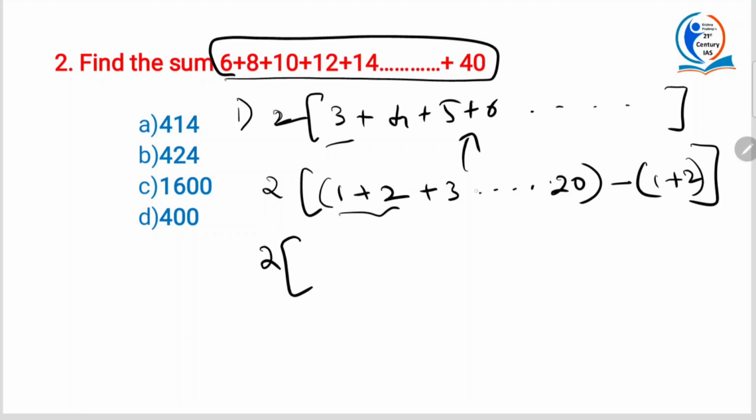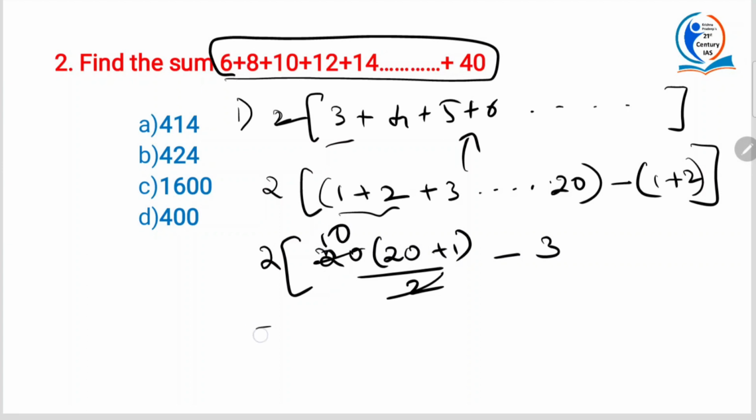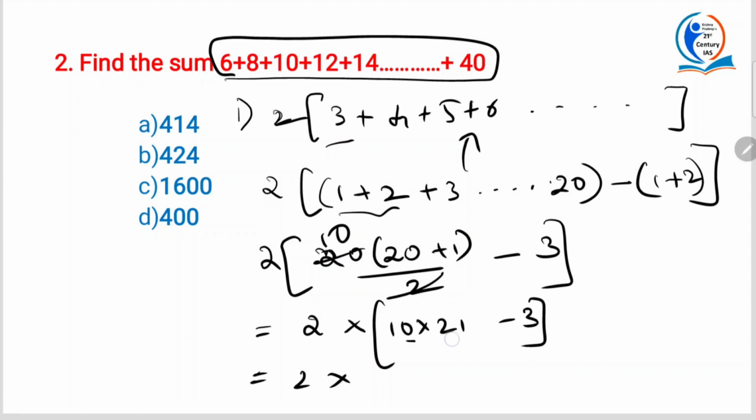And sum of first n natural numbers, you know, right? N into n plus 1 by 2. Now, what is n? It's 20 here. So, 20 into 20 plus 1, n into n plus 1 by 2 minus 3. Okay. 2 ones are 2, 2 tens are. You will get 2 into 10 into 21 minus 3. So, that is 2 into 21 into 10 is 210. 210 minus 3 is 207. That is equal to 414. Okay, so A is the answer.